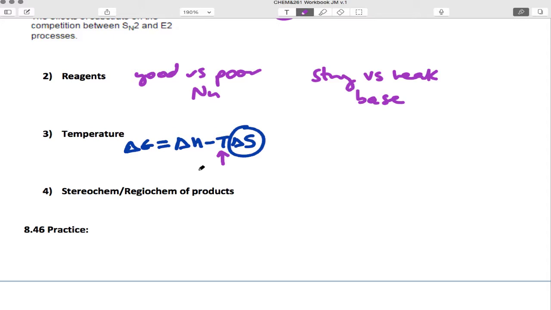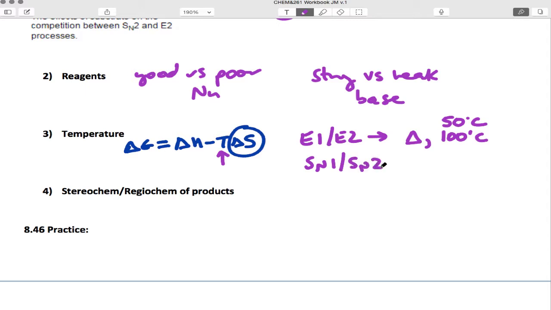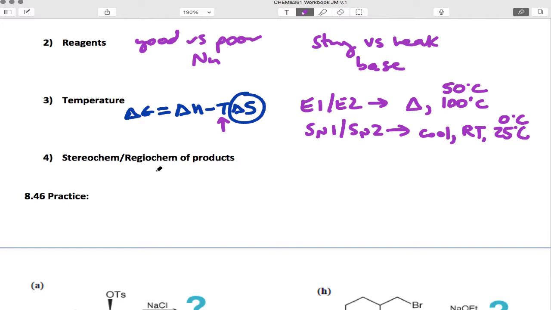So for temperature, increasing the temperature makes delta G more spontaneous. So for elimination especially, because the entropy factor starts to play a role, E1 and E2 favor heat. So I'm going to put a heat symbol, or sort of make a note that 50 degrees, 100 degrees C, these are considered heat. And then keeping it cool, this substitution. So we're going to keep it cool, room temperature 25 degrees C or 0 degrees C. That keeps things from eliminating. So that's one thing you might look at when you see a reaction.